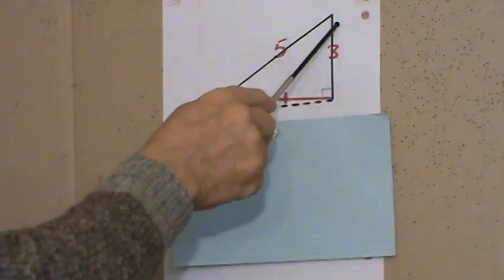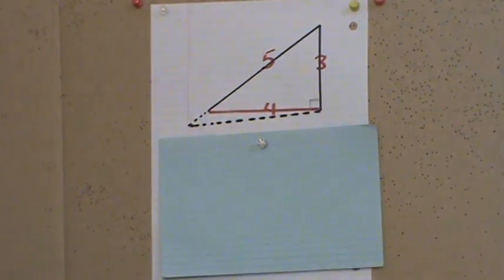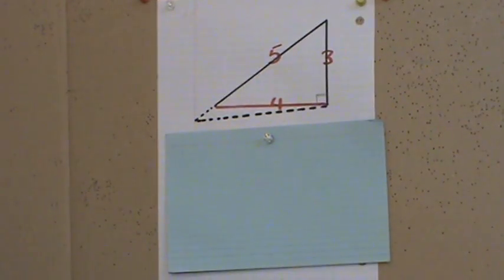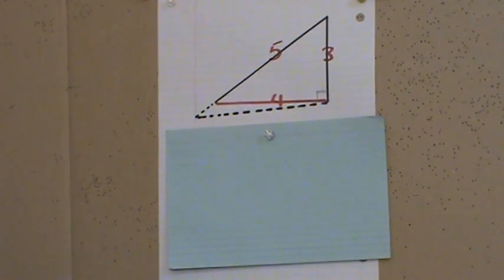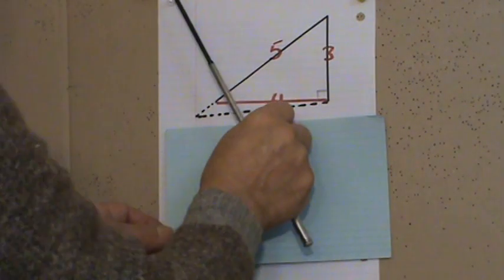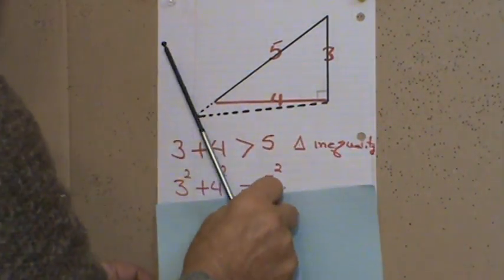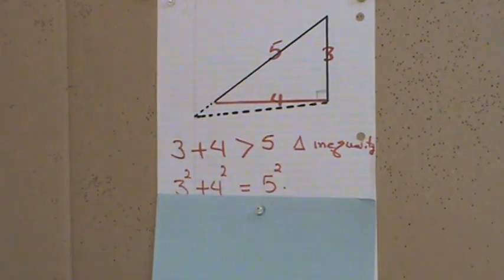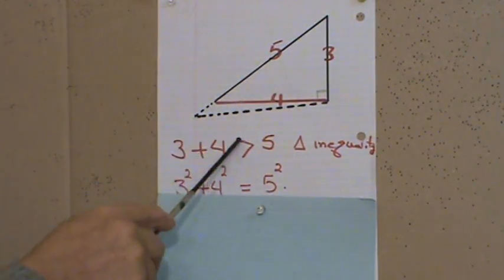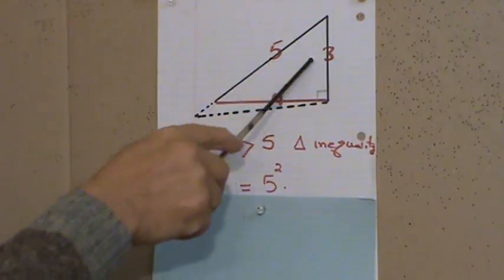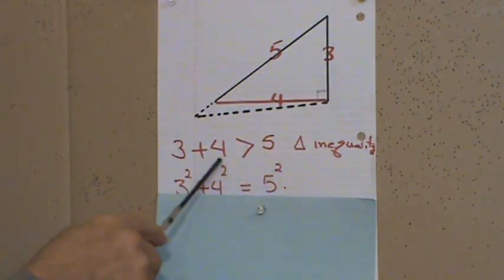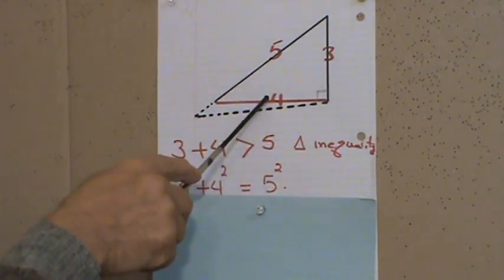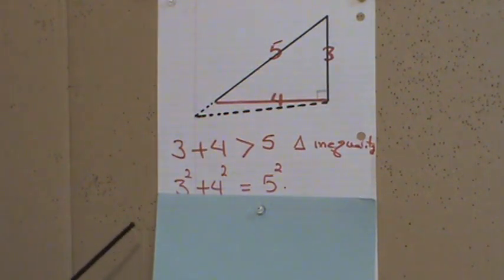Then you know that this line and this line are perpendicular. This 3, 4, 5 right triangle is used quite often in building construction, in fact. Now, I have written here as an extra that 3 plus 4 is bigger than 5. They call it the triangle inequality: the sum of two sides of a triangle is always larger than the third side.